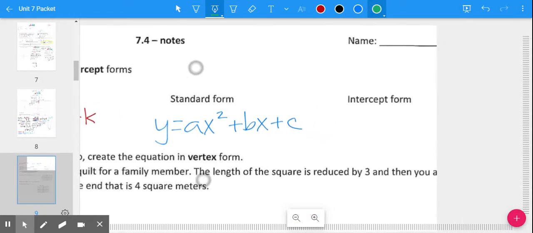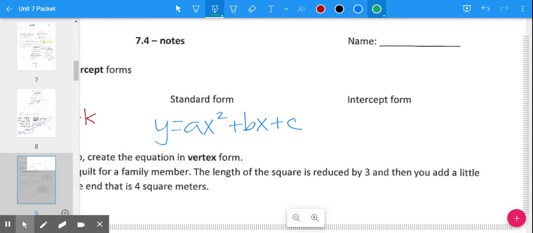Intercept form is the only one that's not on your formula sheet, and that's y equals a times x minus p times x minus q.